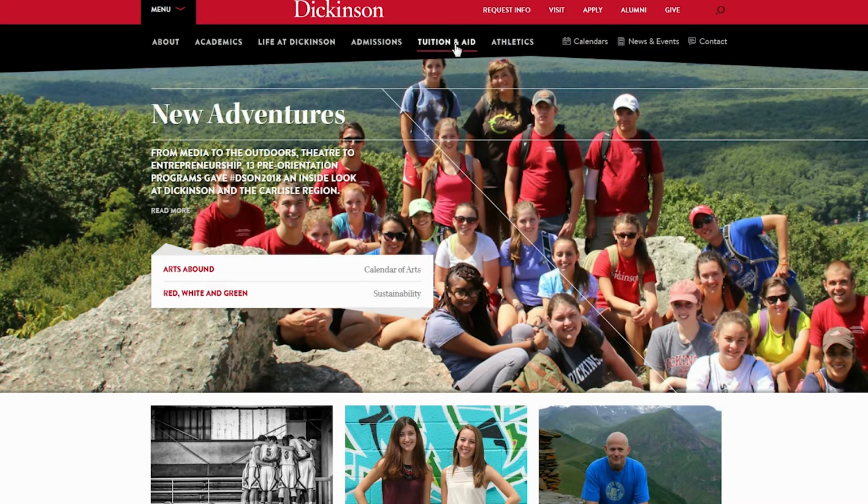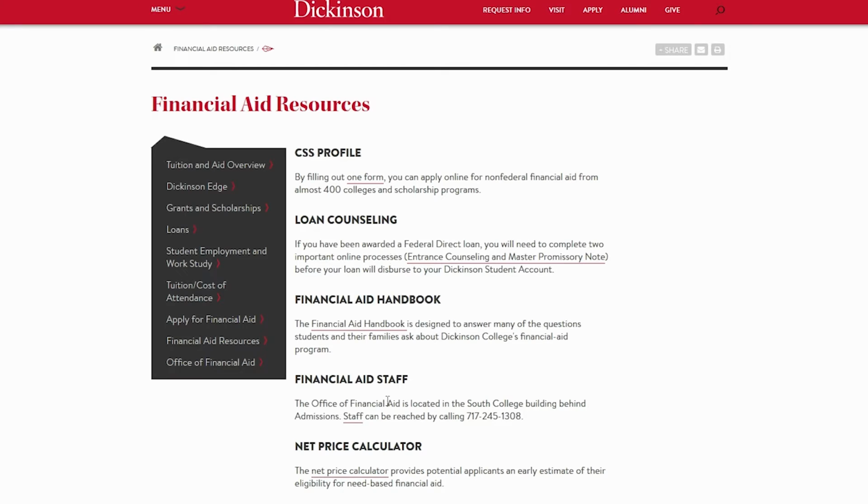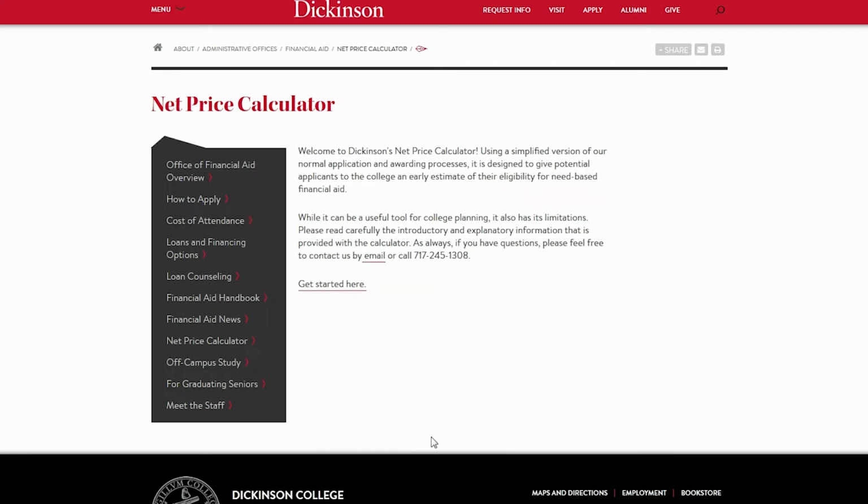And you simply click on the link up top for tuition and aid. Go down to where it says financial aid resources. And then at the bottom, you'll see net price calculator. Click on the link. Some information about what it's useful for, and how to contact our office if you have questions. Get started here. You're going to want to click on that link.